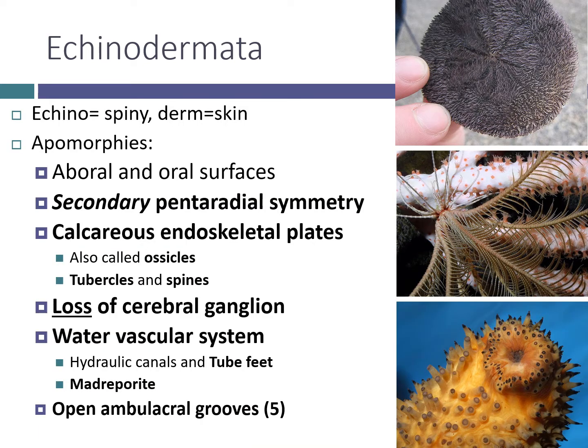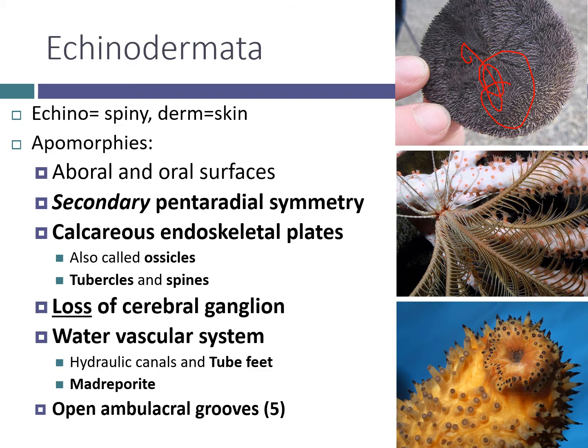Things that they all share together. First of all, the name, echinoderm, spiny skin. You can kind of see all the little spiny bits on there. Apomorphies for them: they're going to have an aboral and an oral surface. Oral, where the mouth is; aboral is the opposite of that. They're going to have secondary pentaradial symmetry.